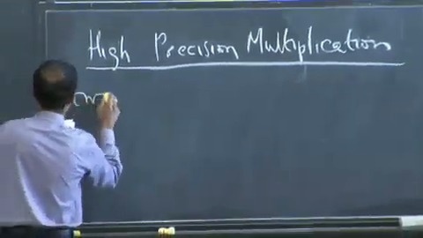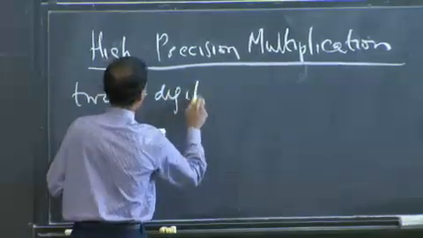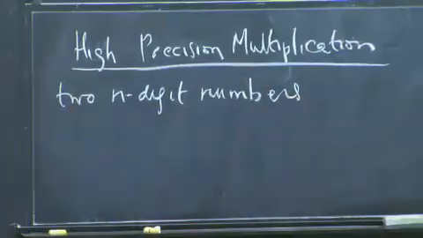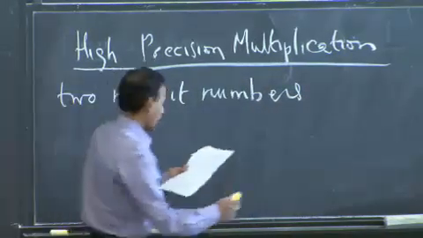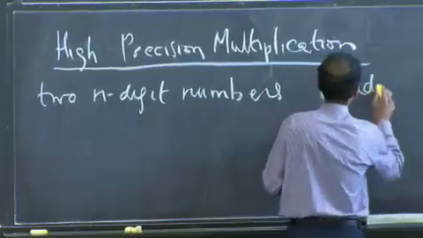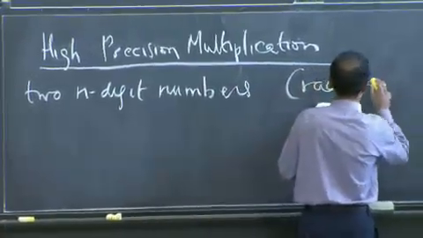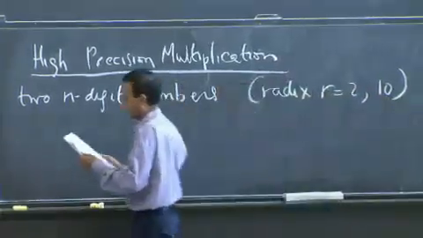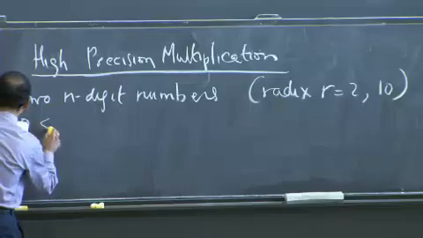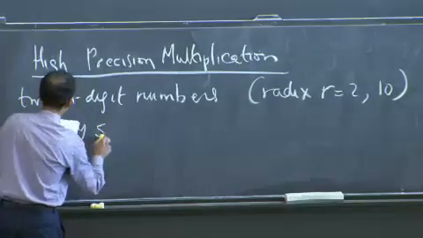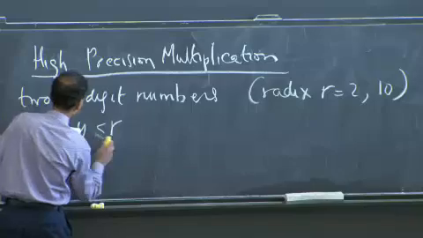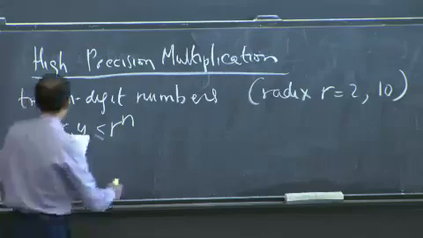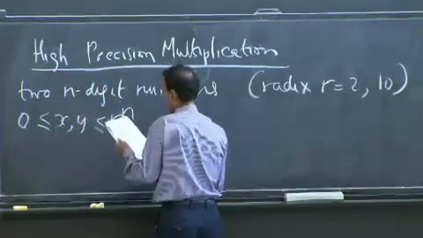So I have two n-digit numbers, and the radix, the base, could be 2 or 10, normally, it doesn't really matter. 0 less than x, less than y, strictly less than r raised to n. That's standard for the ranges.